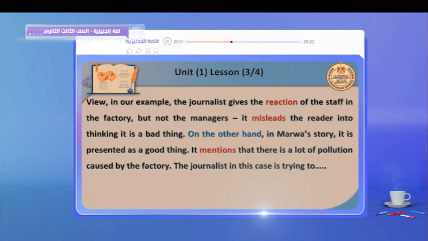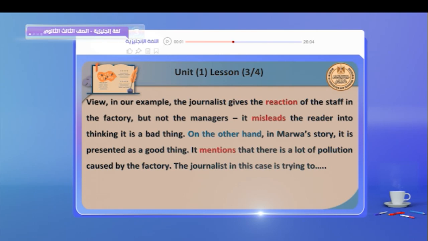In our example, the journalist gives the reaction of the staff in the factory, but not the manager. The reaction, you know the word reaction, means the response. The response of the staff in the factory, but not the manager. It misleads the reader into thinking it is a bad thing, that stopping the factory is a bad thing. Because I mentioned only the opinion of one side and I didn't mention the opinion of the other side.